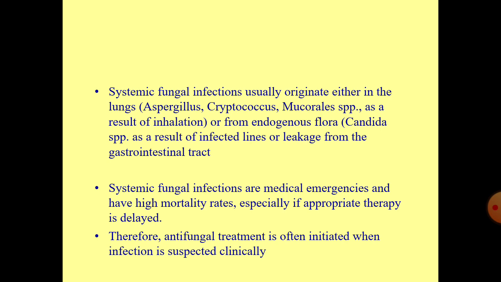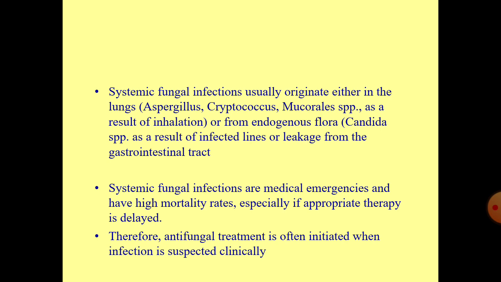Systemic fungal infection usually originates either from the lungs, like Aspergillus, Cryptococcus, and the Mucorales, after inhalation of the molds, or from the endogenous flora, like the yeast Candida species, either because of central line infection or leakage from the gastrointestinal tract, definitely because of epithelial destruction of the gastrointestinal tract, which makes these infections cross to the blood.